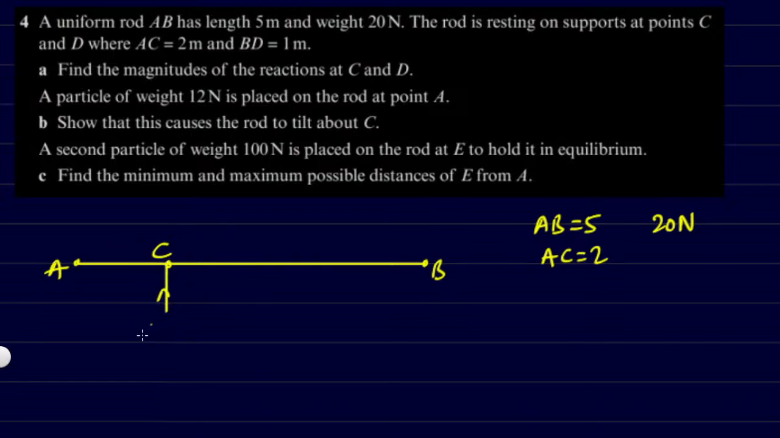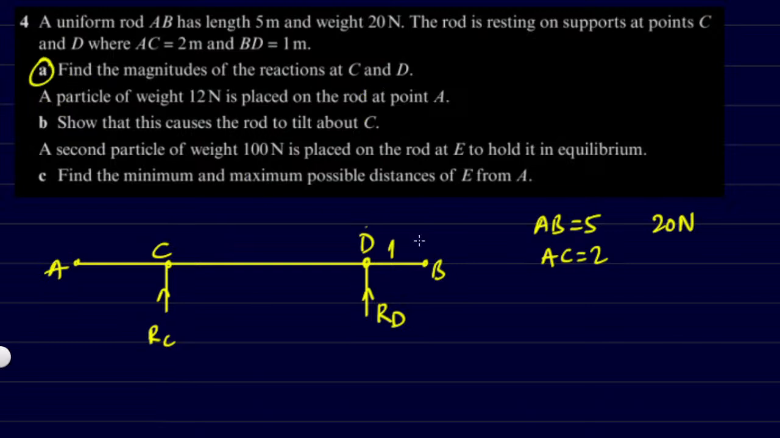So we will get a reaction here, RC, and B to D is 1 meter, so this point is D. Again we will get a reaction at D. Then find the magnitudes of the reactions at C and D.